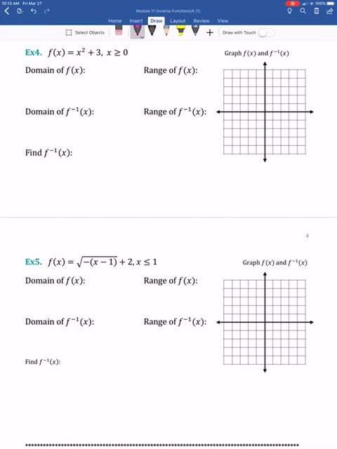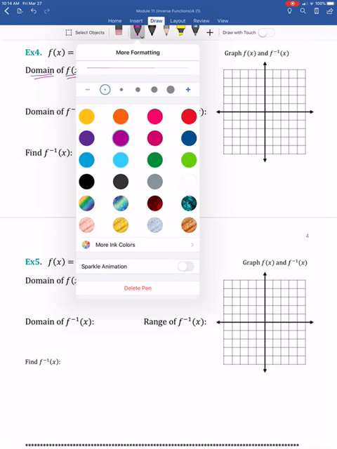All right, let's take a look at example 4. Here's what we're looking at, continuing and finding inverse functions. Let's talk about this quadratic function. Now, let's go ahead and talk about the domain of f of x. Well, the domain of a quadratic, a degree two polynomial function, is all real numbers.